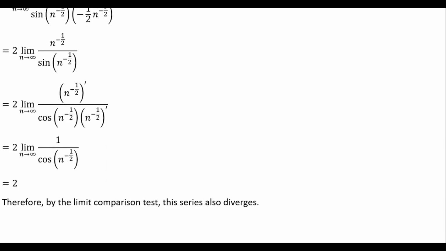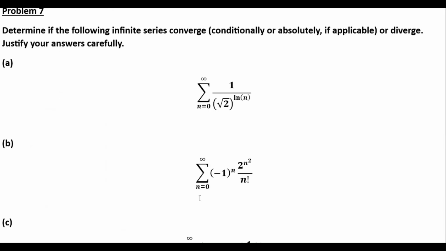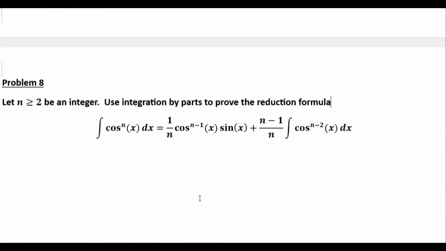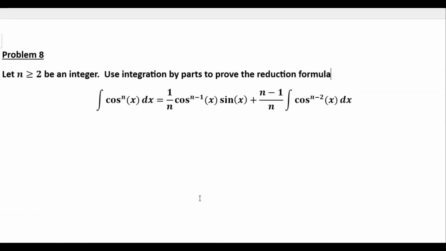All right. And now the last problem. Let n be greater than or equal to 2 be an integer. Use integration by parts to prove this reduction formula. Okay. So these are the best types of problems, in my opinion, because the answer is right there. You just got to do stuff to get the answer right on the page. And they even tell you to use integration by parts.